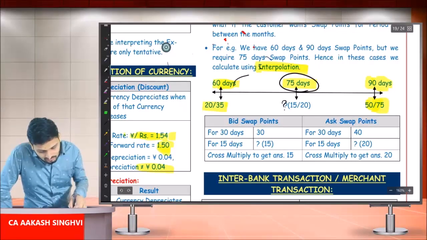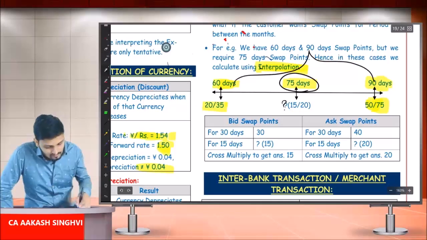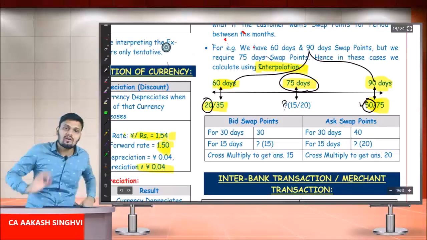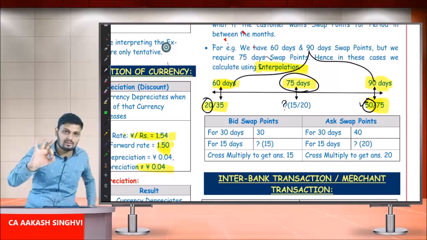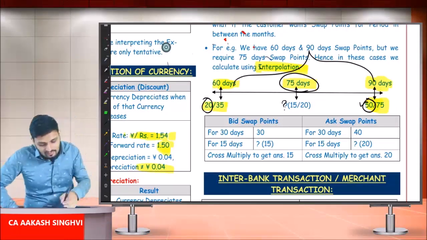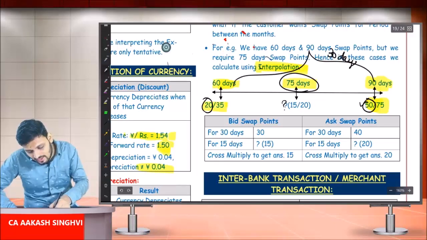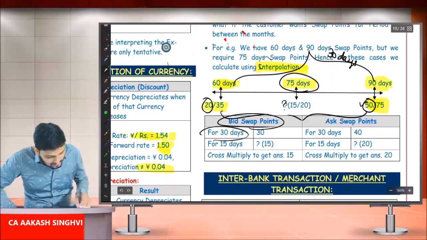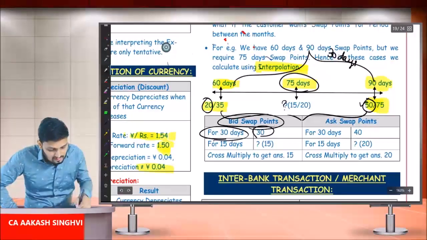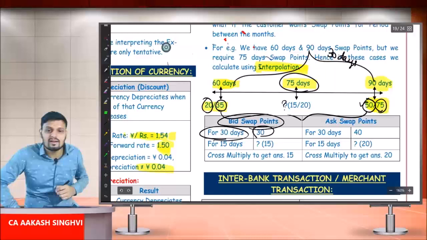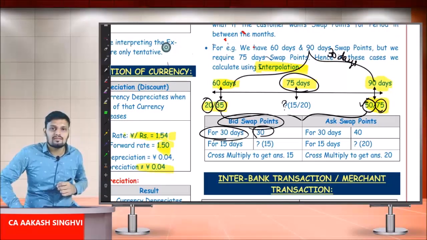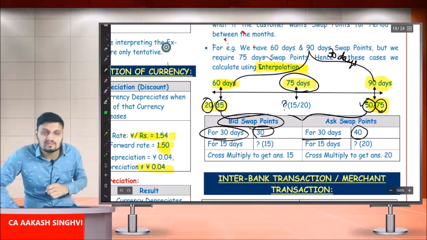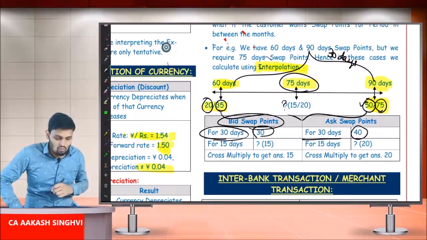For a period of 30 days, how much is the increase? From 20 it has increased to 50. For a period of 30 days, the increase is 30 points for the bid rate. And for the same 30 days in the ask rate, from 35 it has gone up to 75. So how much is the difference? 40 points. So for 30 days, the ask swap points is 40, right?